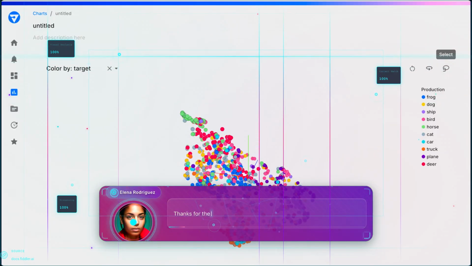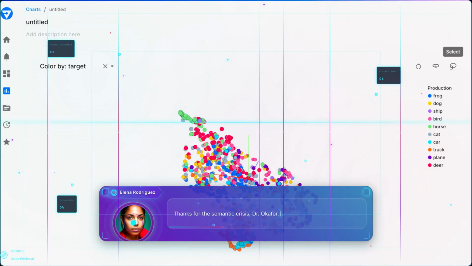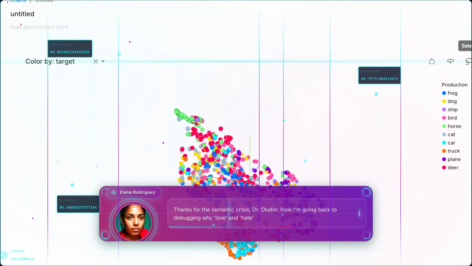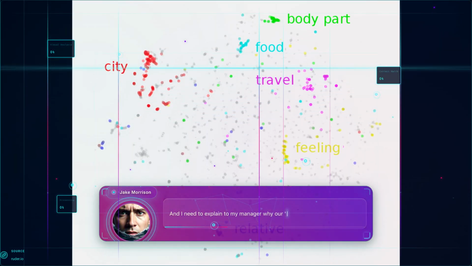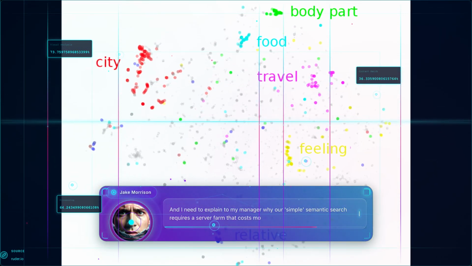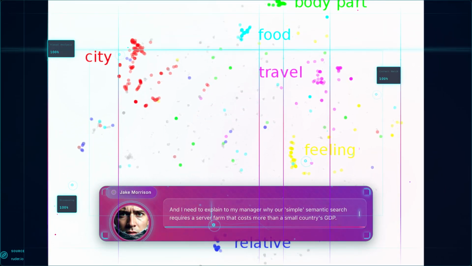Sleep tight. Thanks for the semantic crisis, Dr. Akafer. Now I'm going back to debugging why love and hate have a similarity score of 0.84 in my embedding space. And I need to explain to my manager why our simple semantic search requires a server farm that costs more than a small country's GDP.